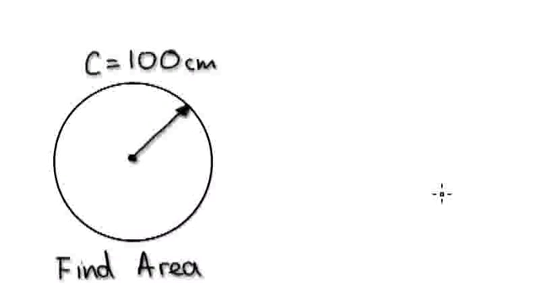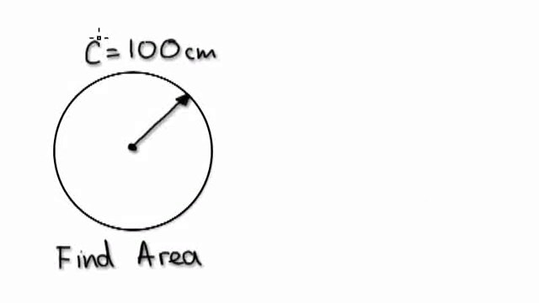Take a look at this circle here. You're given the circumference of this circle to be 100 centimeters. Your job is to find out the area. So really, in effect, you are here. You're given the circumference. In order to find out the area, you've got to jump.